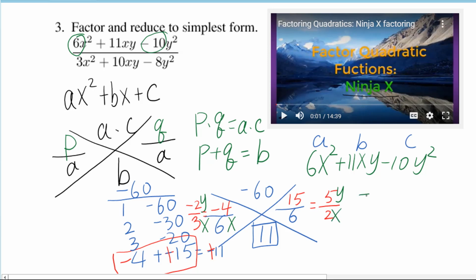Then bottom up, you will write down the factors. You have 3x minus 2y. We call this bottom up. Then times 2x plus 5y. That's how you factor 6x squared plus 11xy minus 10y squared.